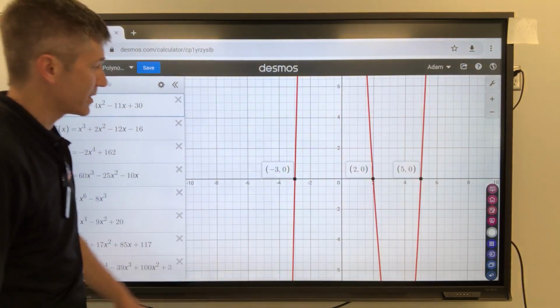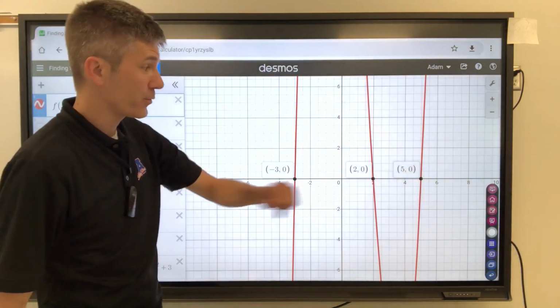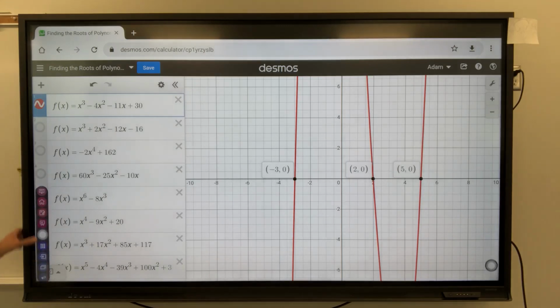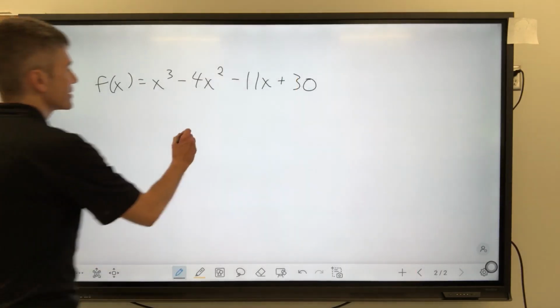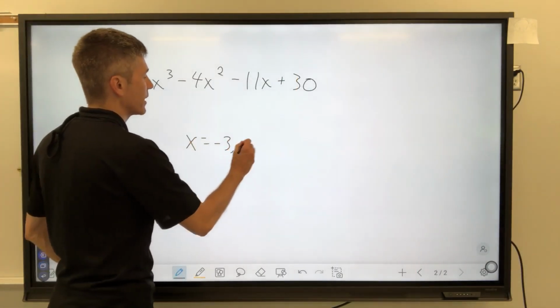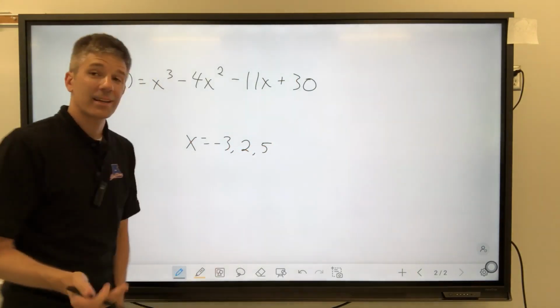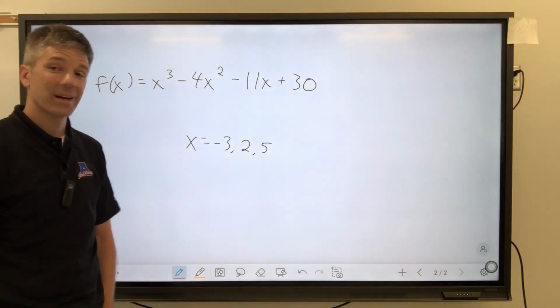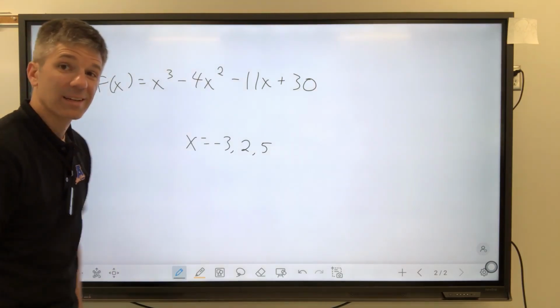So the first problem, the answers are -3, 2, and 5. And that's it. It really is that simple on this problem. So x equals -3, 2, and 5. So when you're taking notes and you look at that, you're like, well, you know what? I don't even know how I got it. Well, you graphed it. That's what we did.